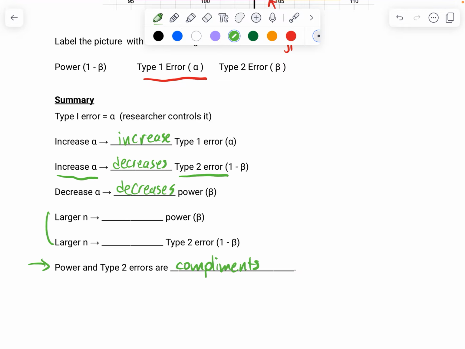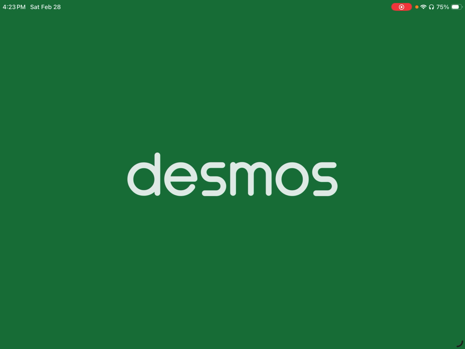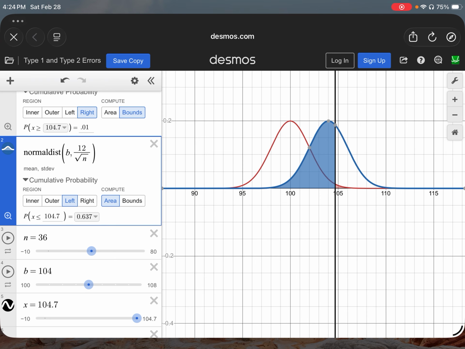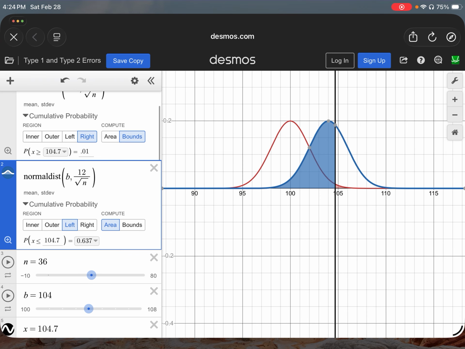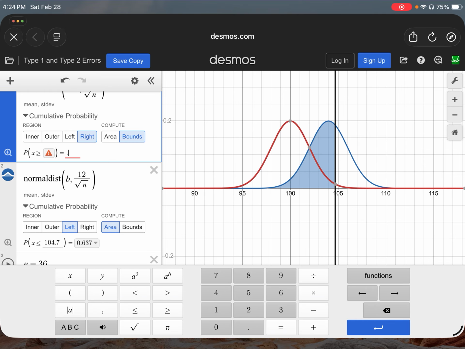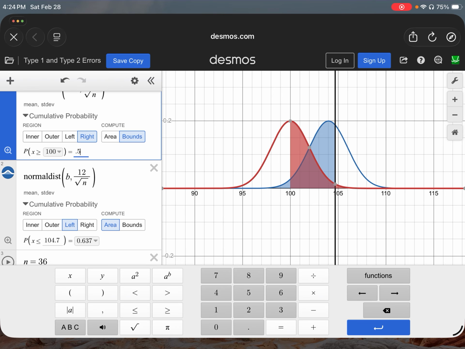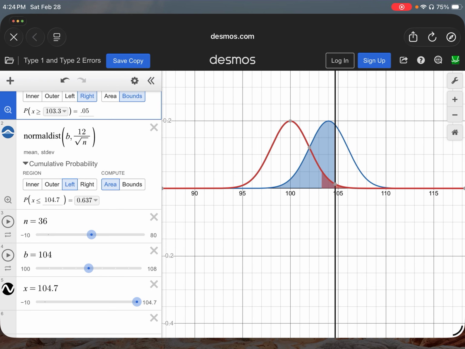Okay, what about sample size? What does increasing the sample size do to the power and type 2 error? There is a slider on here for sample size. Let me go back. I'm sorry, I'm jumping around. I'm going to go back to the original 5% so that it matches up with the picture on the note. So there's that 103.3.